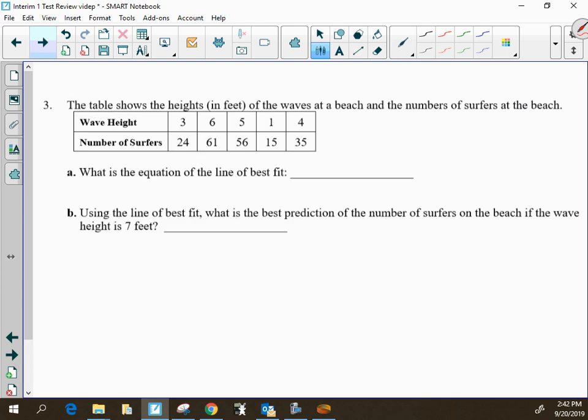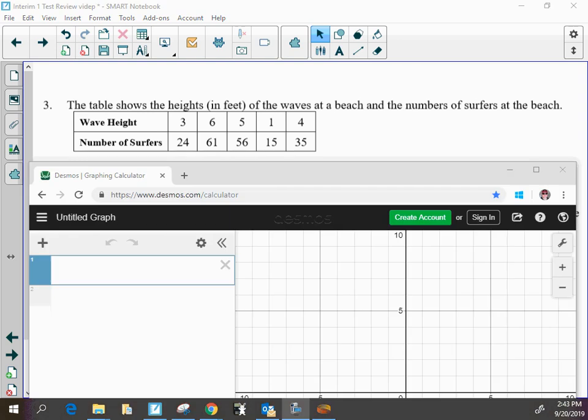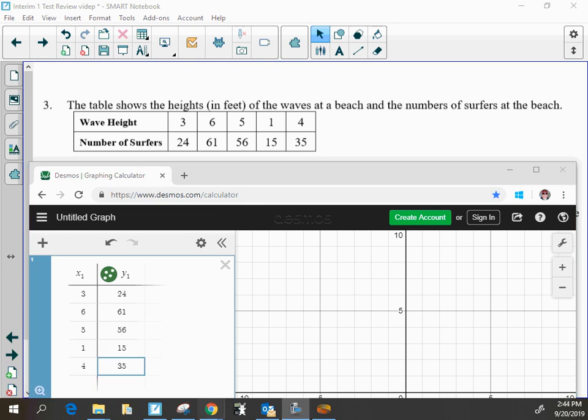For number 3, we're going to have to use Desmos. So let me get that up here. Give me 1 second. So in Desmos, we would create a table and we would put the data in. You put the data in and it should look like this.